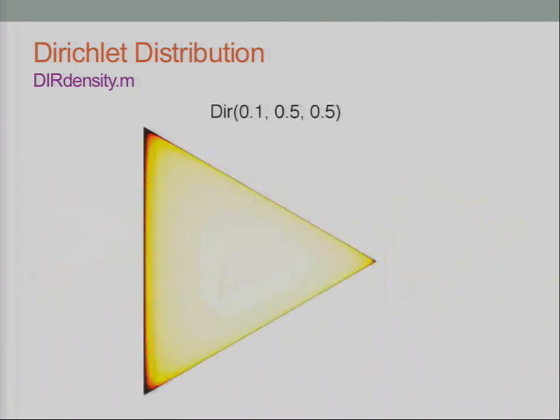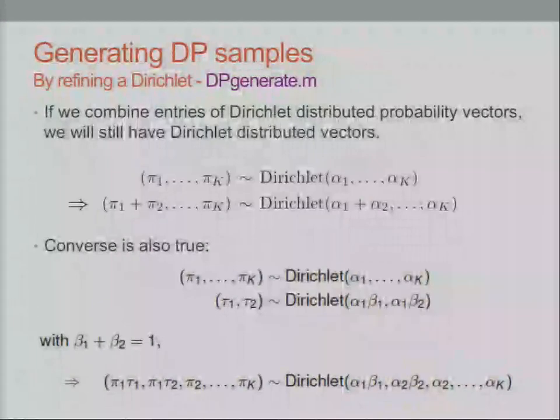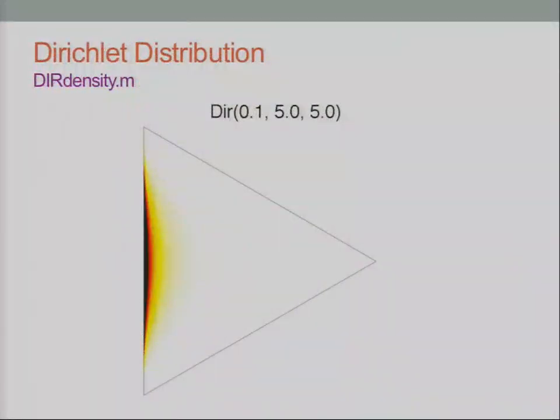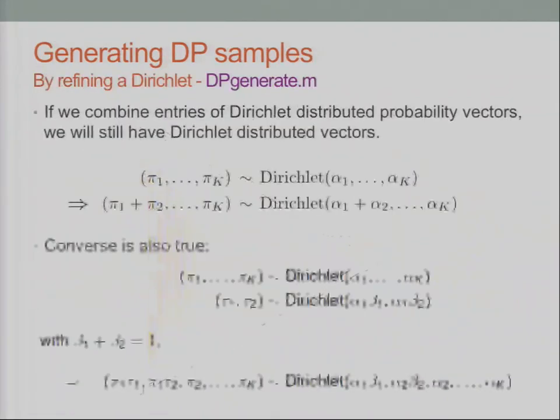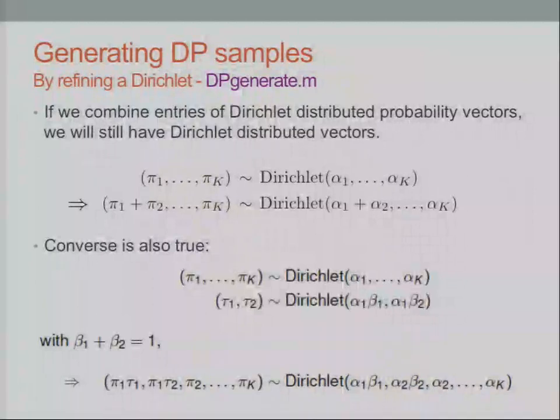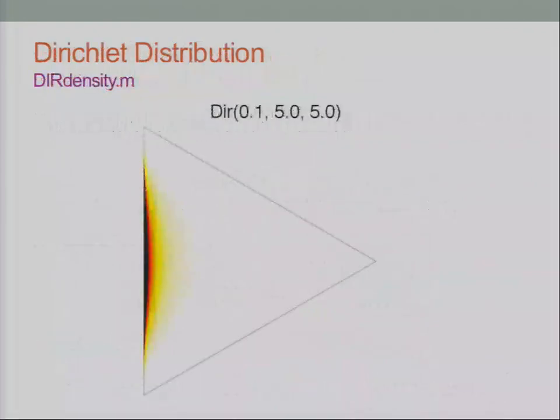These are basically what it looks like when you don't have a symmetric Dirichlet. You can play around with the Dirichlet distributions by using DIRdensity.m. You don't need to do that now, but this is basically going to show you what happens when you input different parameter values and so on.